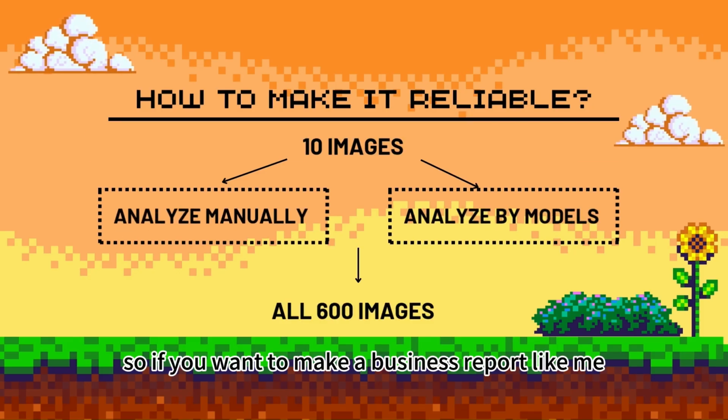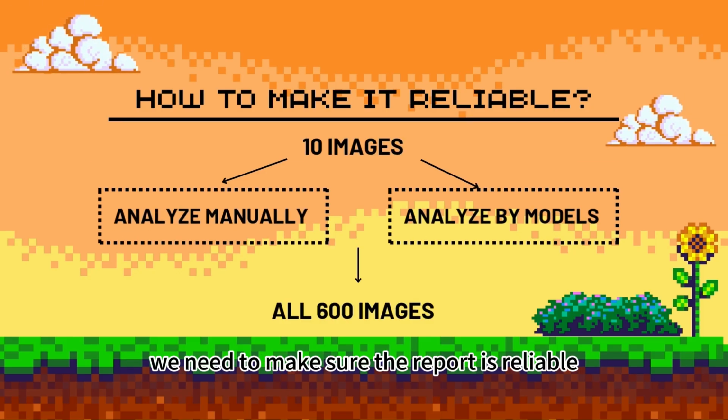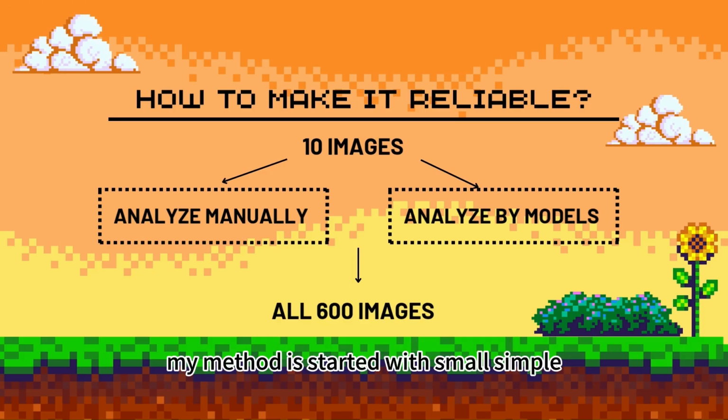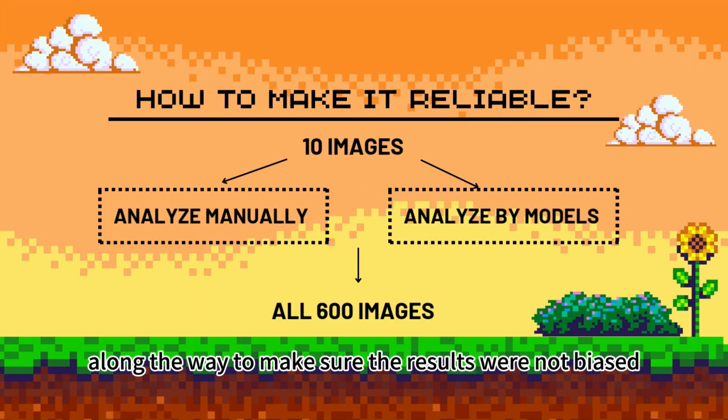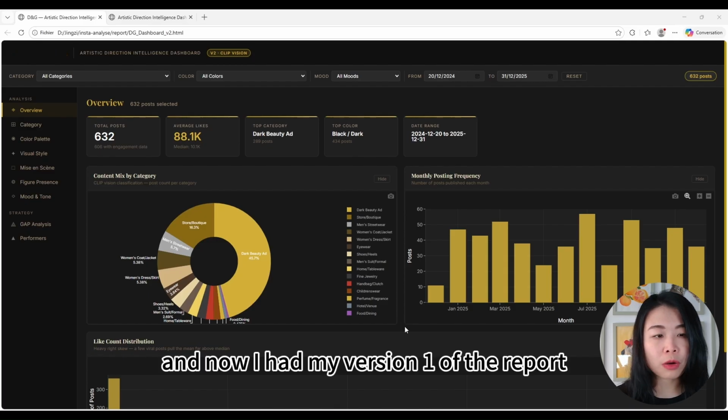So if you want to make a business report like me, we need to make sure the report is reliable. My method is to start small and simple. I labeled 10 images manually first, compared them with the model's results, and then scaled up and spot checked along the way to make sure the results were not biased. And now I had my version 1 of the report.